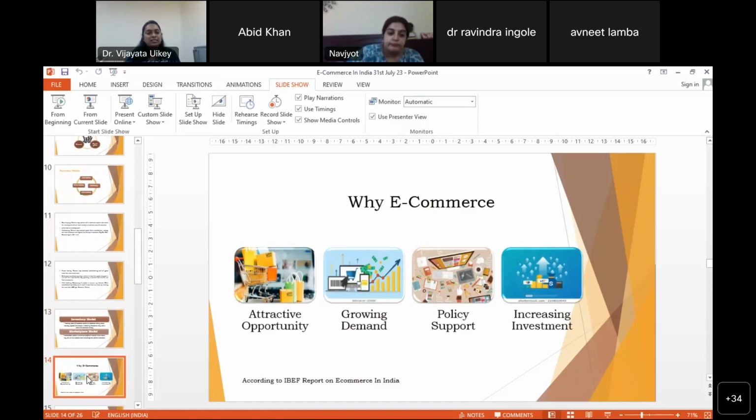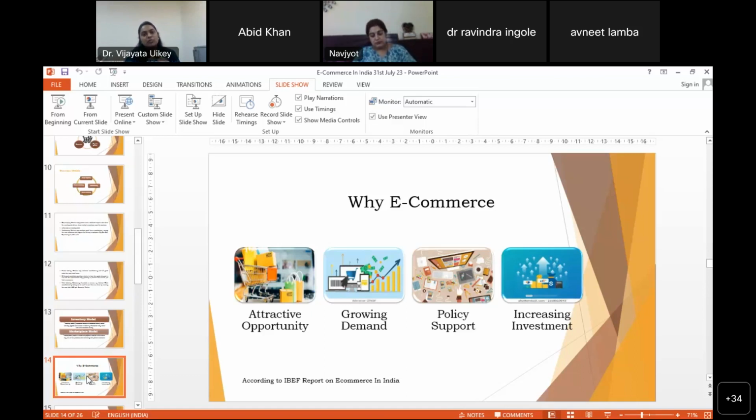As I told you, I am on slide number 14, okay? According to the IBEF report on e-commerce in India, do go and see this report, where the prediction has been made about why e-commerce is very important in India. Why it is very important to us: they have given 4 points on what important things there should be. First of all, attractive opportunities. Attractive opportunities will be there for the customers, the consumers. Overall, everyone is working towards attraction for consumers. So attractive opportunities will be there.